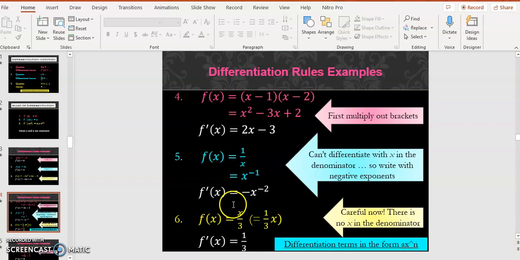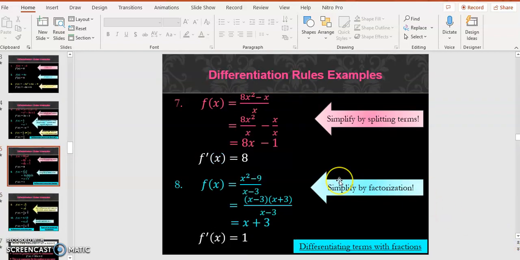Let's move on. Let's see how we are going to differentiate this one also. x over 3. Another way of writing x over 3 is the same as 1 over 3 x. So how are you going to differentiate this? The exponent here is 1. So 1 times 1 over 3 is going to give you 1 over 3. Then 1 minus 1 is what? 0. So x exponent 0 is what? 1. So it's like 1 over 3 times 1, which will give you 1 over 3.